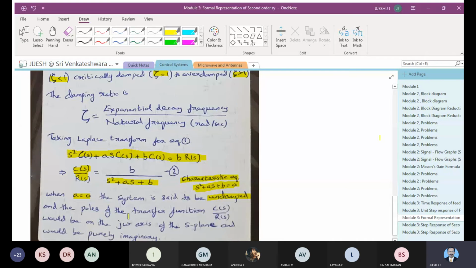So we have the equation for C of s by R of s as b by s square plus as plus b. This is for the second order system, and you give it as equation number 2, and from that you can write the characteristic equation as s square plus as plus b is equal to 0. For one of the conditions when a is equal to 0, you can say it is an undamped condition, and your poles will lie on the j omega axis and will be purely imaginary. So you note down these things.